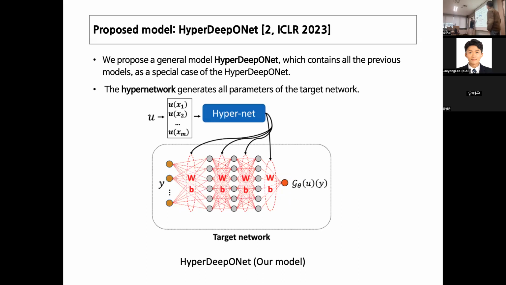If we take this input function u and first discretize it, then the length m vector goes into this network, which is a fully connected neural network. This network makes lots of outputs, and each output is a weight or bias in the target network. So it is not a new idea. It's called a hypernetwork, which generates all parameters, weights and biases, using this network.